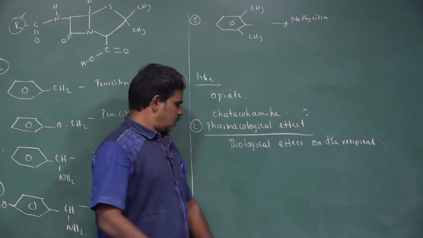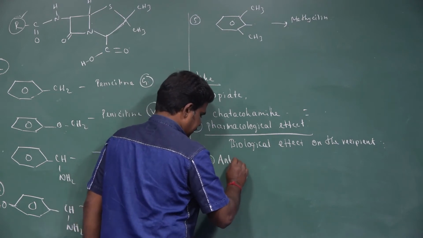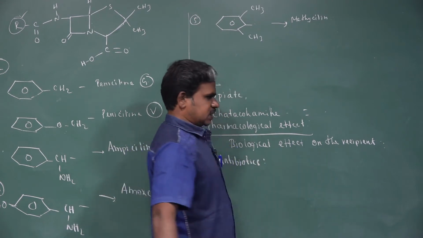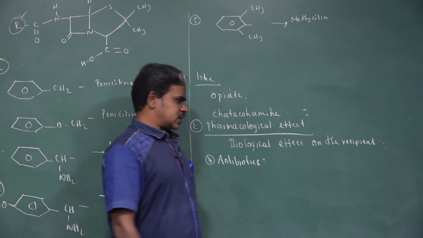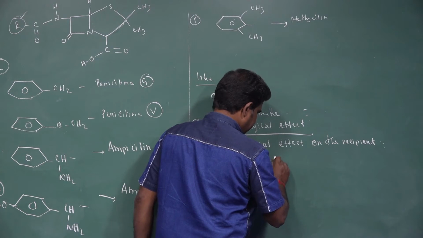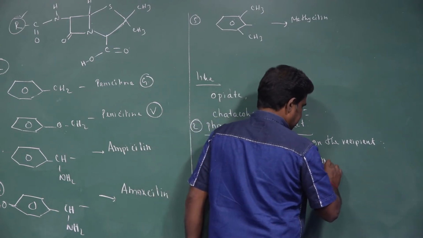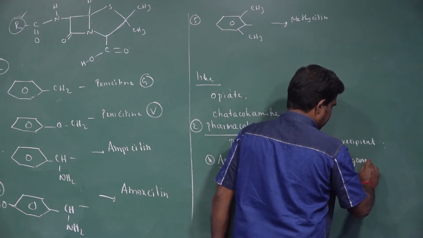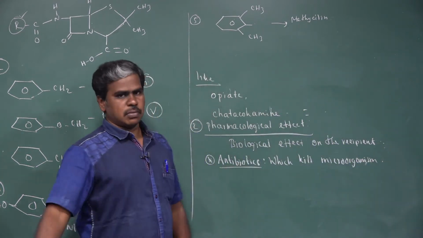For example, we are taking antibiotics. What do you mean by antibiotics? Which kill the bacteria or microorganism. So antibiotics are the ones which kill microorganisms. Then they are known as antibiotics.